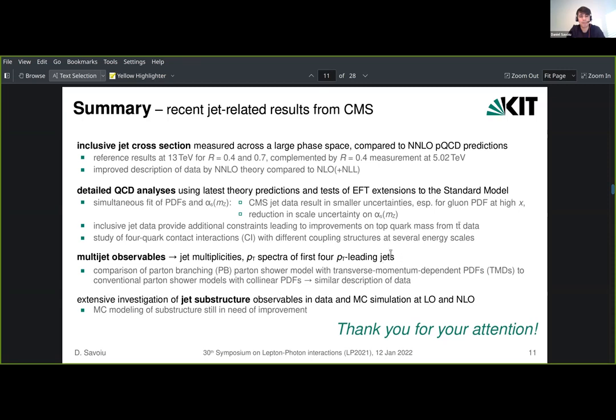And there have been some other preliminary results involving the multi-jet observables, which is relevant for parton shower modeling and comparison of different models there, and an extensive investigation of jet substructure, which reveals that some Monte Carlo models are in need of improvement. Right, so with that, thank you very much for your attention. If there are any questions, please go ahead.